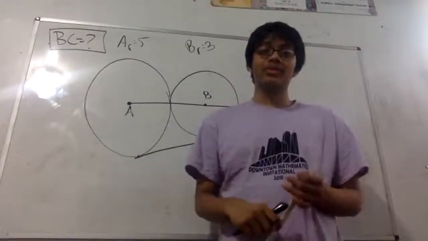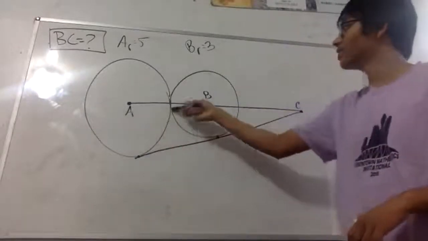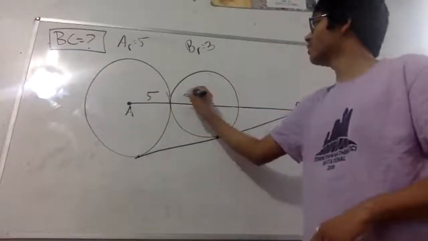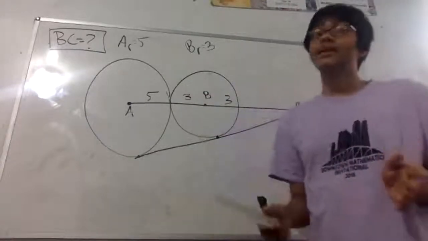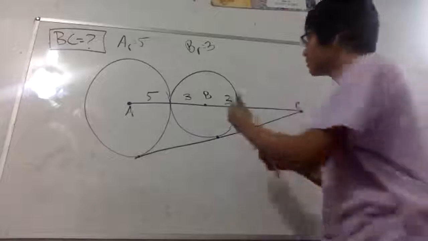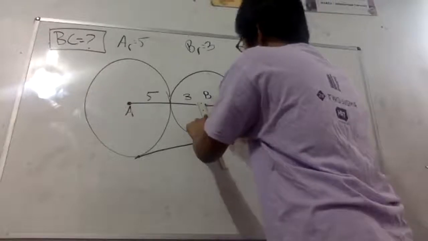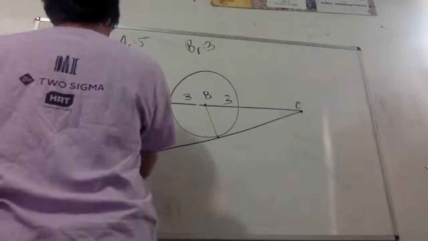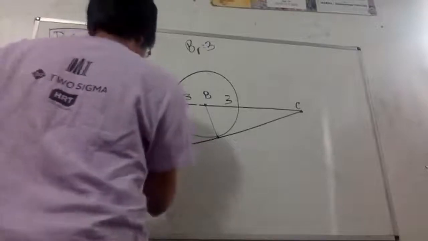Well, first of all, what we're going to be doing is drawing in the radii of circle A and B. So let's do that. We have the radii of circle A and the radii of circle B. We know the radius of circle A is 5. The radius of circle B is 3. So this is also 3. We know that the line connecting the center of the circle to the point of tangency is going to form a right angle. So let's draw that in right now. So we have this, and we also have this. So we know both of these are right angles.